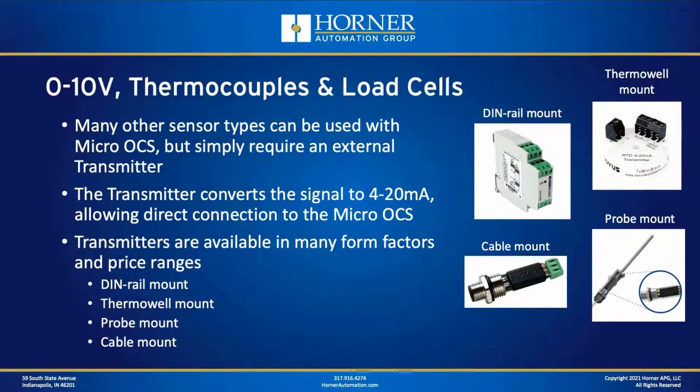You can get thermocouple and RTD transmitters that mount right inside the thermo well, if you're using a thermo well as part of your machine assembly. They have tiny little cable mount type transmitters that sit right in line with the cabling between the sensor and the OCS. And they also have probes that include the transmitter right inside the probe. So you've got an RTD probe on one end, and the cabling coming out of the handle is 4 to 20 milliamps instead of RTD.